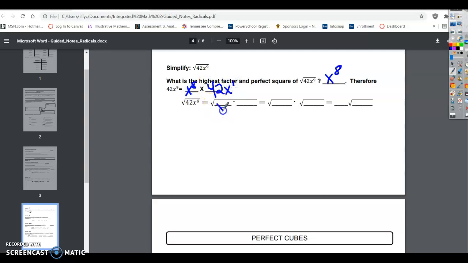All right, so x to the 8th, and then 42x, and then x to the 8th is the same thing as x to the 4th squared, and then 42x, and so I can bring out the x to the 4th, and the 42x stays under the radical. All right, again, we're pulling out our largest perfect square, number, variable, or combination of both.